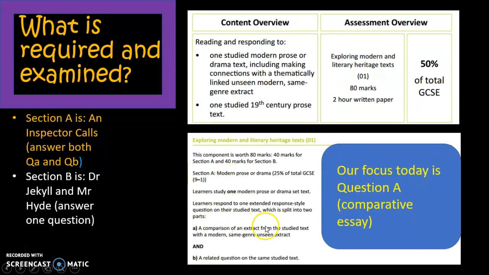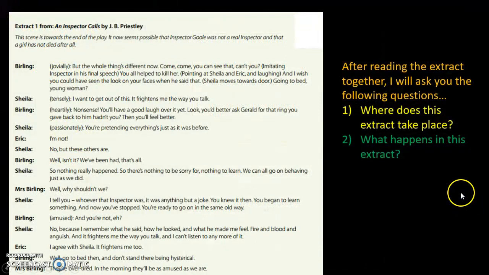So I've given you an example, this is taken from the OCR GCSE Literature Exploring Modern and Literary Heritage Texts specification, clearly outlining that the component is worth 80 marks. So 40 marks are available here, 20 for question A and 20 marks for question B. Once again, these are compulsory. Okay, so let's have a look at an exemplar for question A.